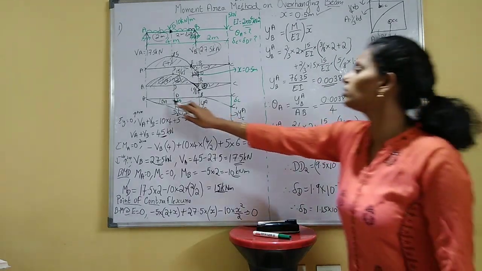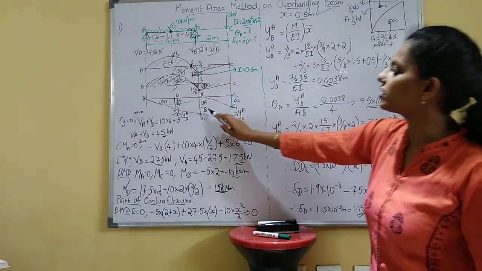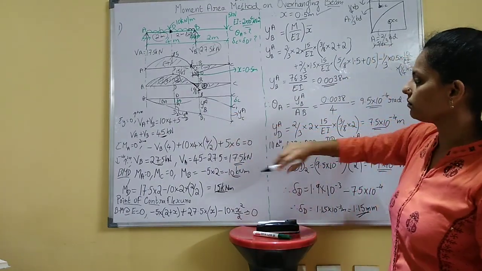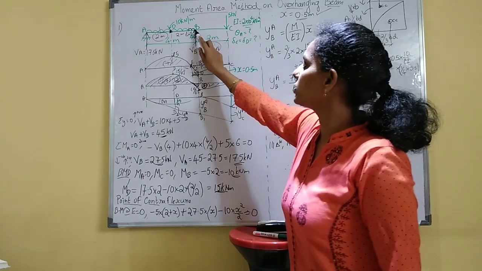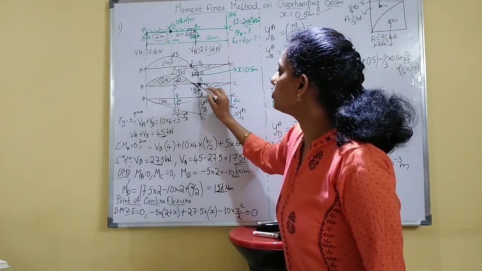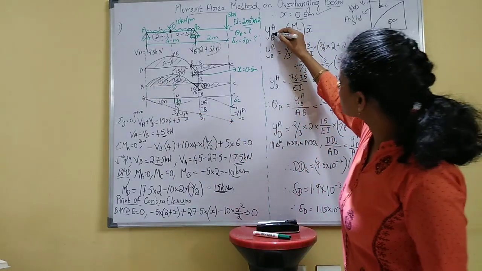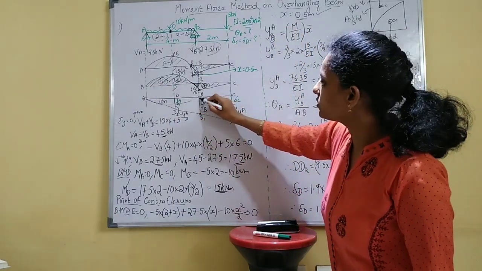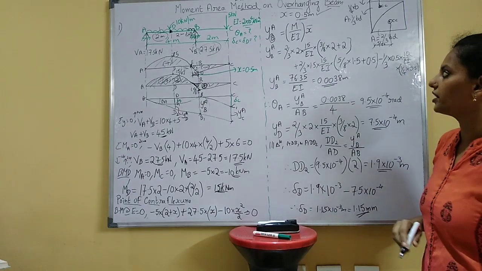So first, to know theta A, first find out this YBA. YBA is nothing but the region between B and A. So you have to consider the area between B and A, and whichever is at the bottom, with respect to that you have to consider the centroid.